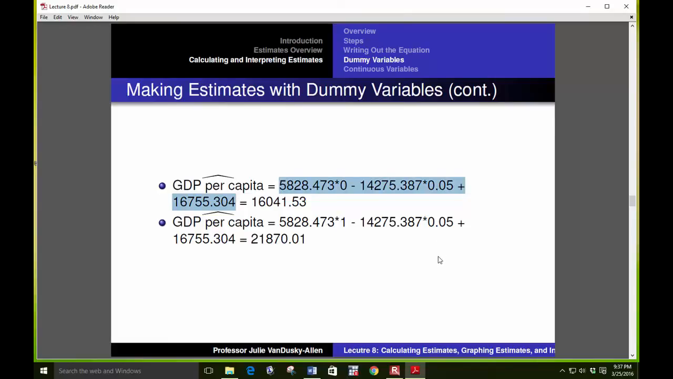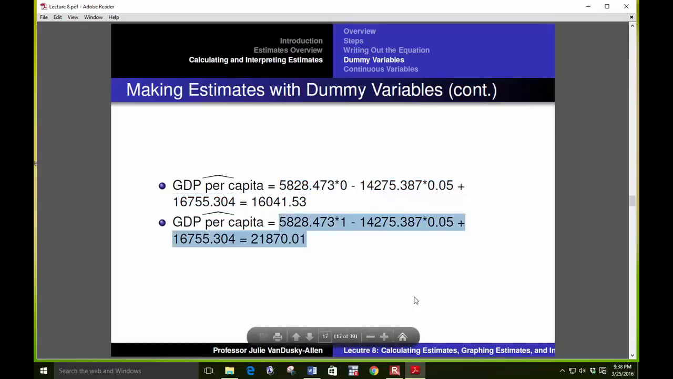So for the first equation, we get 5828.473 times 0 minus 14275.387 times 0.05 plus 16755.304, which equals 16041.53. For the second equation, we get 5828.473 times 1 minus 14275.387 times 0.05 plus 16755.304.